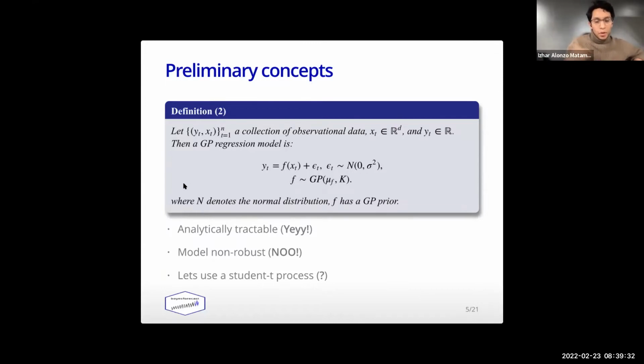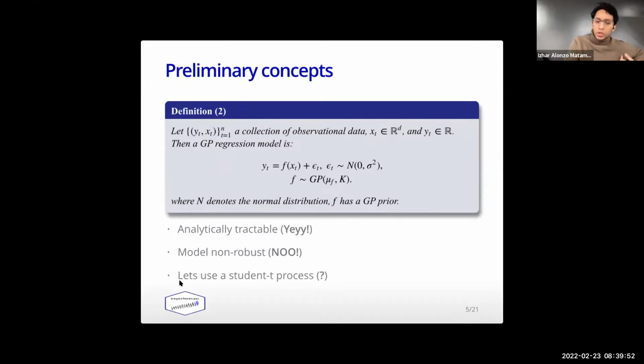What are the perks of using these models? The first one is that they're analytically tractable, so that's a plus, because we can find an analytical solution of the posterior, we can find an analytical distribution for the predictive one, and it can be computed really fast. What are the problems that we have? Again, it is not robust, so it's problematic.